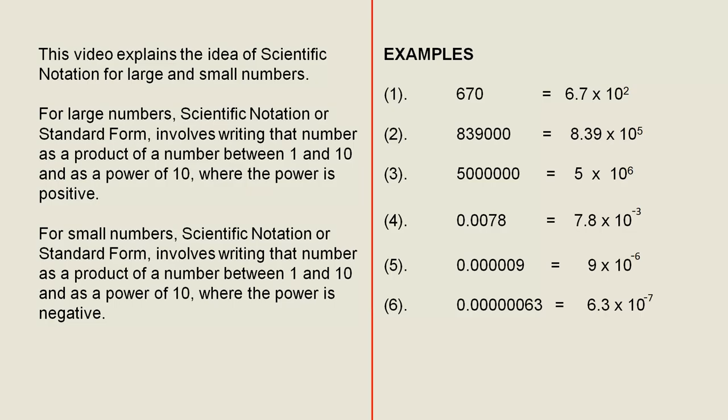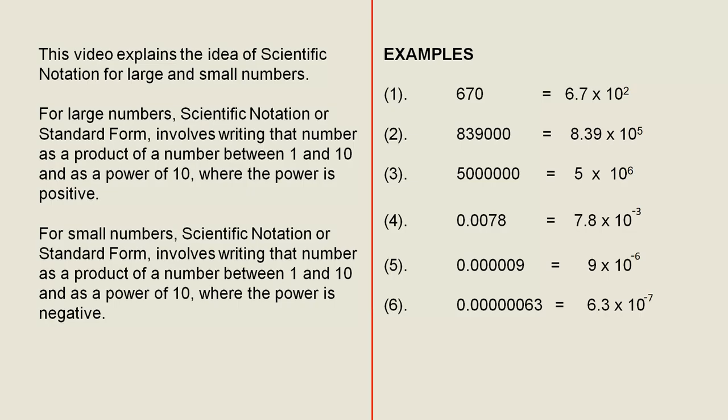For large numbers, scientific notation or standard form involves writing that number as a product of a number between 1 and 10 and a power of 10, where the power is positive. For small numbers, scientific notation or standard form involves writing that number as a product of a number between 1 and 10 and a power of 10 where the power is negative.